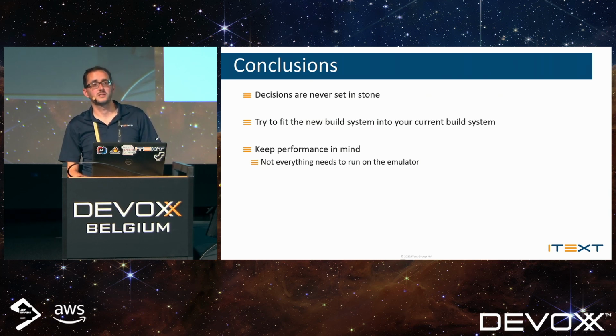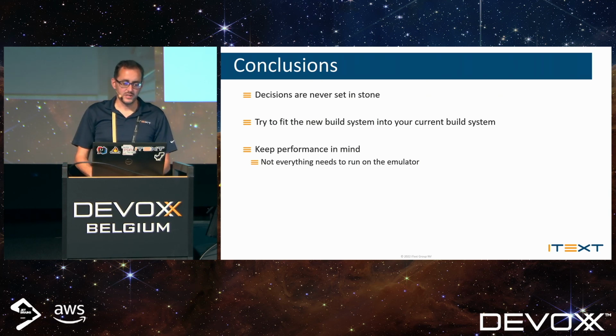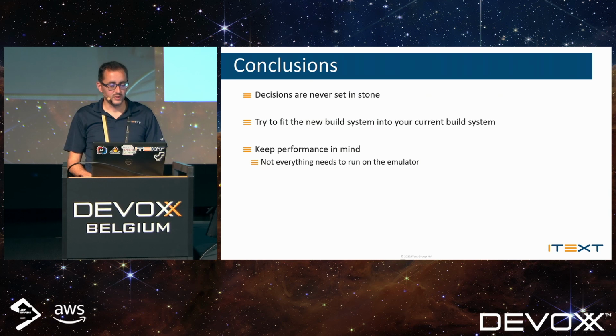We decided that iText 7 on Android wouldn't fit use case-wise, but the market, they punched us in the face, basically. So try to fit the new build system that you have in your current build system. Try not to introduce too many steps, which would have been the Kotlin thing for autoport. And keep performance in mind. iText is relatively a performant build process. So if we would introduce the emulator step, that would increase the amount of time it takes and processing power.